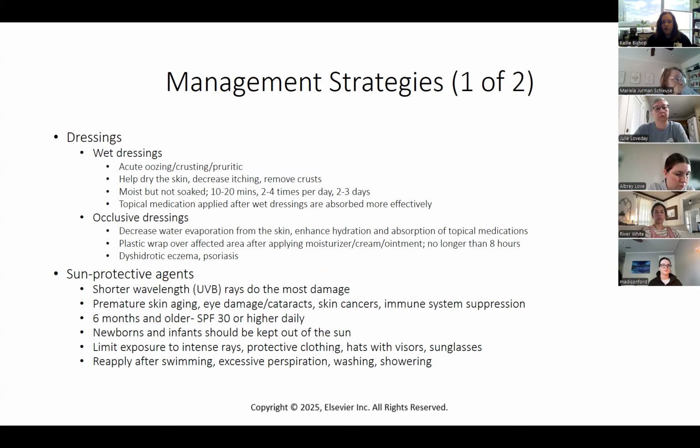For 6 months and older, we recommend at least SPF 30, so 30 or higher daily. Newborns and infants should be kept out of the sun. So we don't recommend using sunscreen under 6 months old, and we also don't recommend that they're really in the sun under 6 months old. For everyone, we recommend limiting sun exposure to limit their exposure to intense rays, and using sunglasses and protective clothing. In the middle of summer, if they can play outside either in the morning or later in the evening, that's ideal. Sunscreen should be reapplied after swimming, excessive sweating, washing, or showering.